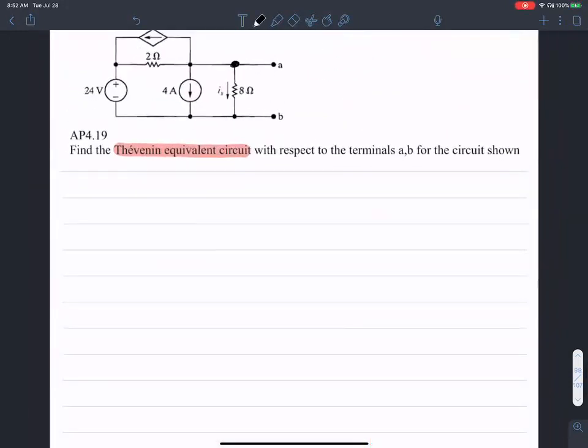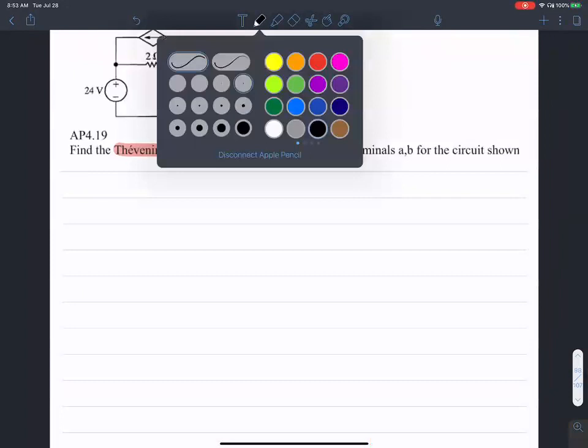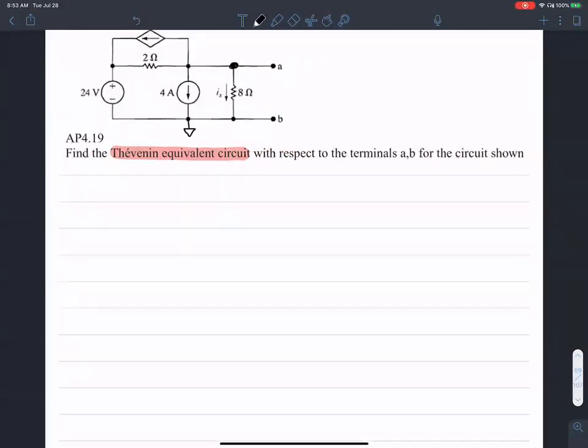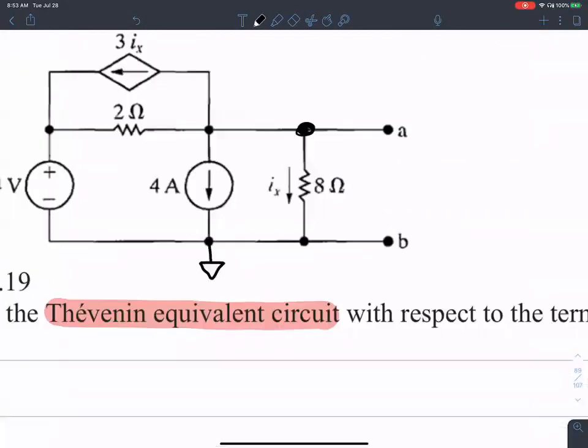Find the Thevenin equivalent of the circuit with respect to terminals A and B shown. Okay, so the first step, as always, and I have not shown this step explicitly in the previous examples, is to identify the ground terminal. And I'm going to call this node, that guy, some V Thevenin. And I'm interested in finding this guy, V Thevenin. Okay, and of course, R Thevenin.